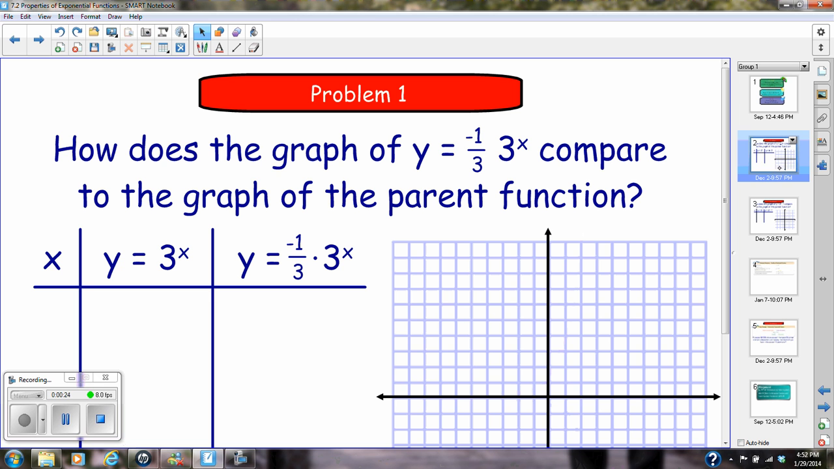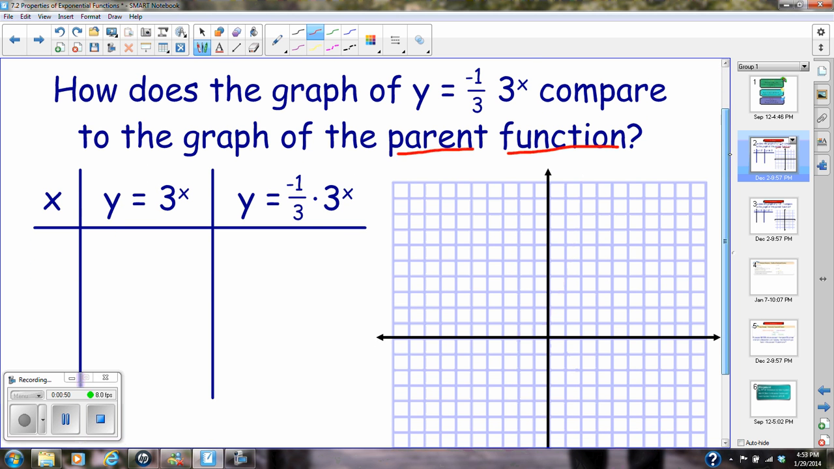Our first problem: how does the graph of y equals negative 1/3 times 3 to the x power compare to the graph of the parent function? The first thing we need to talk about is what a parent function is. Parent function is, remember, the most basic one. So if I'm looking at this function, this is a couple things combined. The most basic function, though, would be y equals 3 to the x. So the first thing we're going to do is just consider what if our equation was y equals 3 to the x, because that is our parent function.